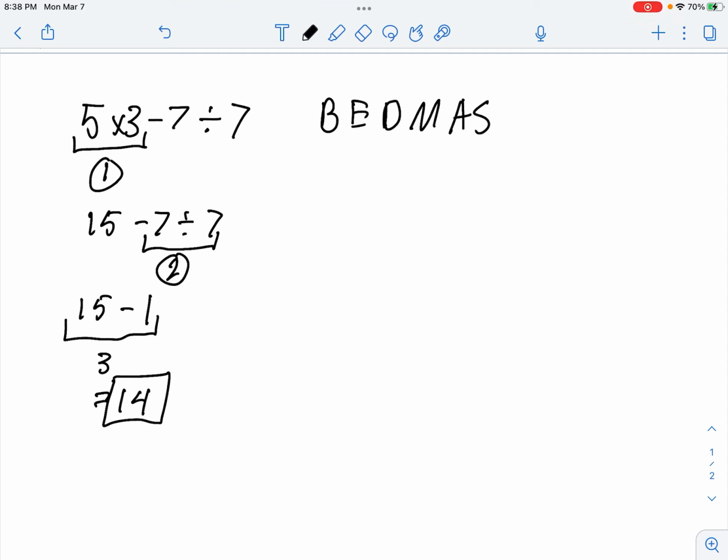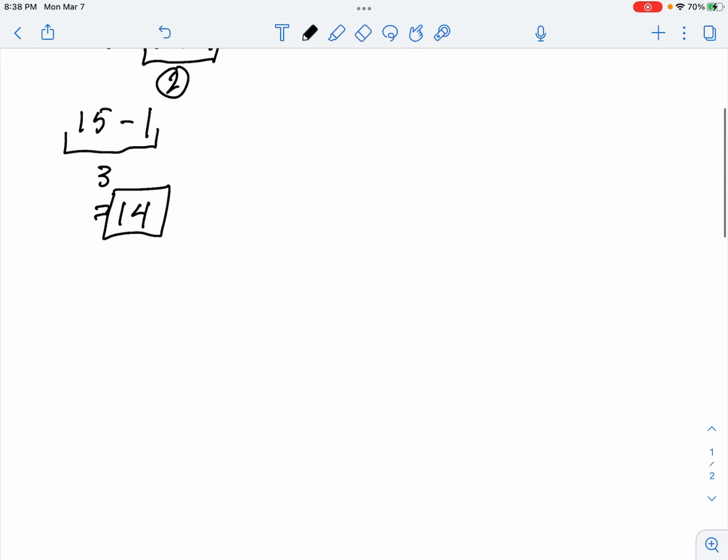So hopefully you guys were able to get that answer correctly. If not, don't worry about it. We'll do more practice questions later on. But moving on for today's topic, we're going to be adding on exponents today.